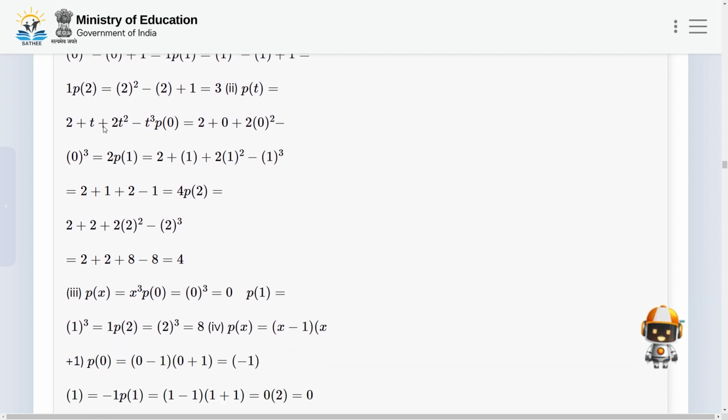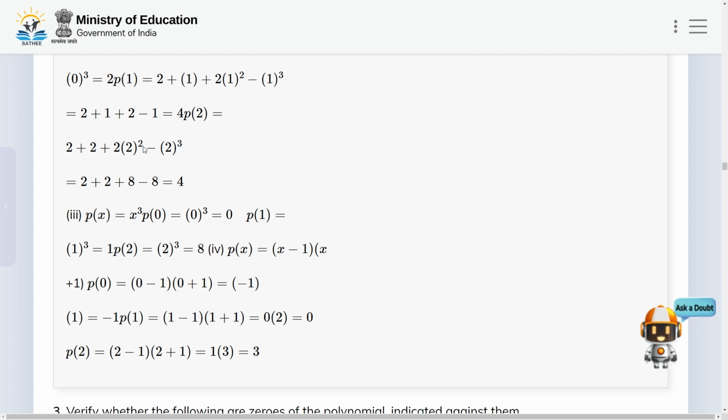Okay, and then p of 1 is equal to 2 plus 1 plus 2 times 1 square minus 1 cube. Okay, and this is equal to 2 plus 1 plus 2 minus 1, and this is equal to 4. So the value of p of t at point t is equal to 1 is equal to 4.